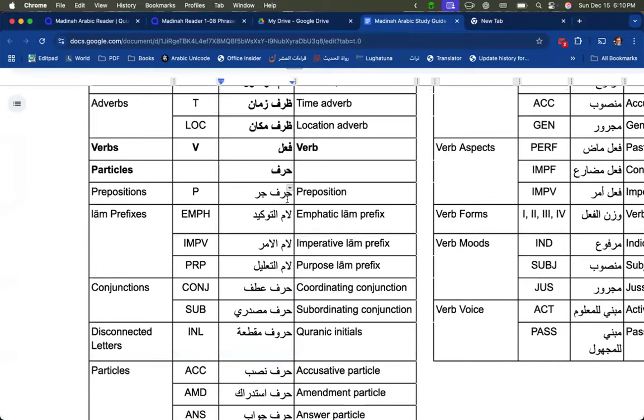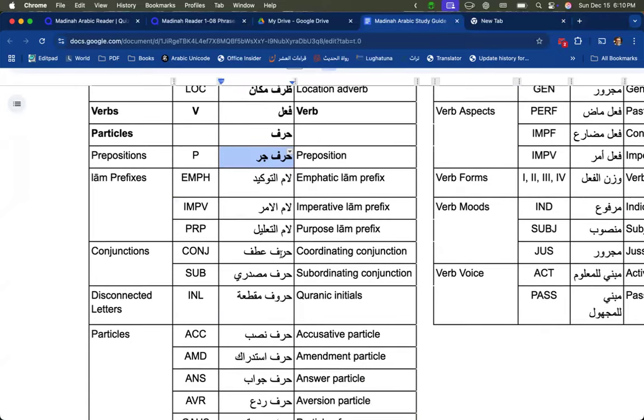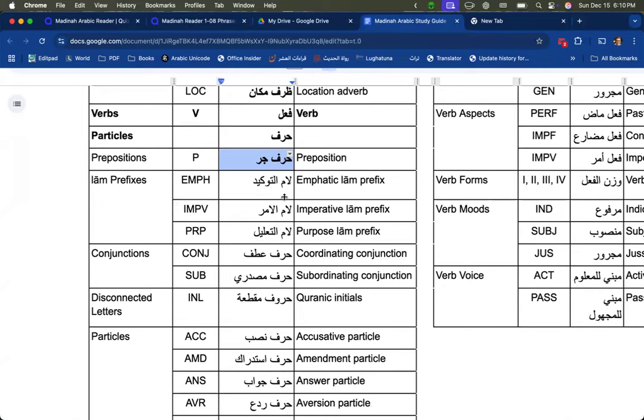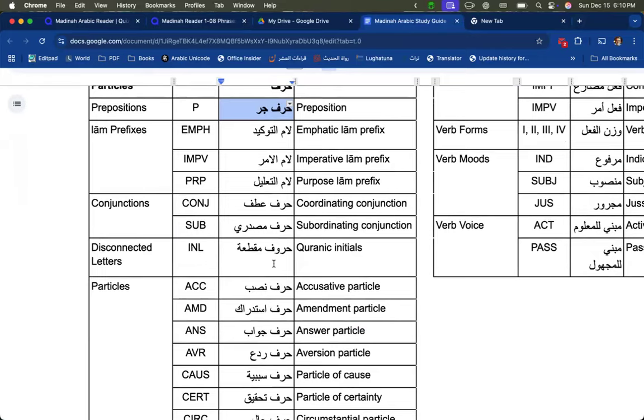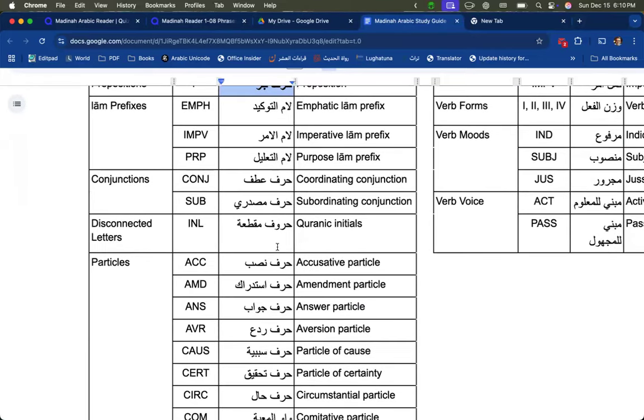So have we learned the harf jar? Yeah. Fi, min, ila, ala, harf jar, right? Then we have learned li or bi, those are all harf jar. We have not done these. We have not done these.